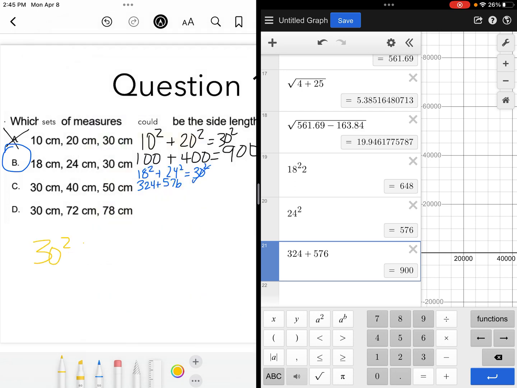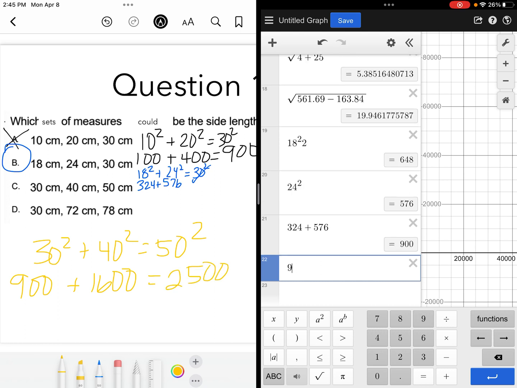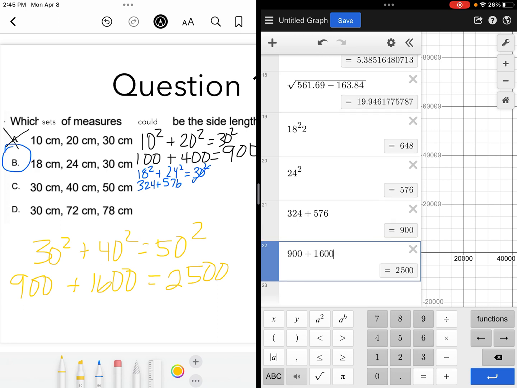30 squared plus 40 squared equals 50 squared. So that's 900 plus 1600 equals 2500. Well, 900 plus 1600 is 2500. So C is correct. All right.